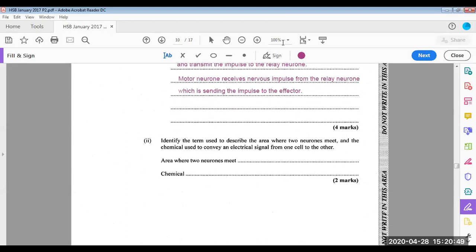Part 2. Come on, we need to wake up a little bit. Someone to read this question.